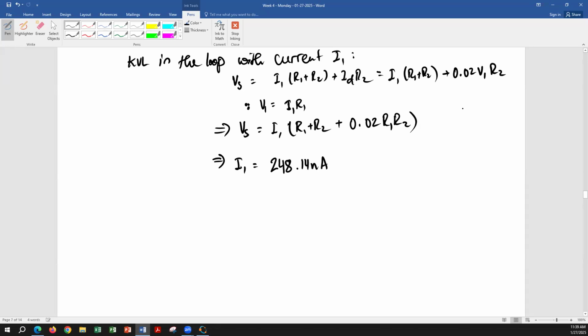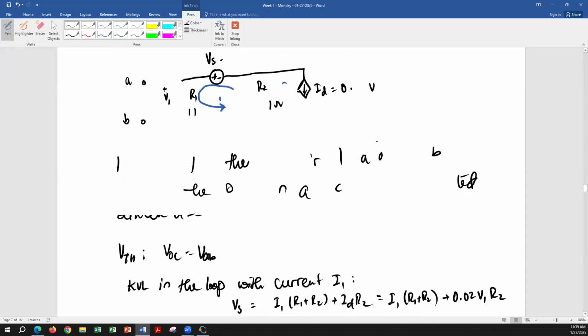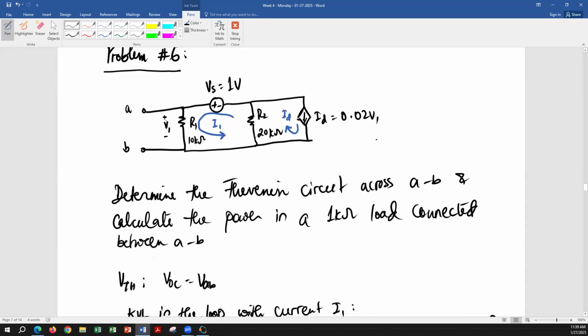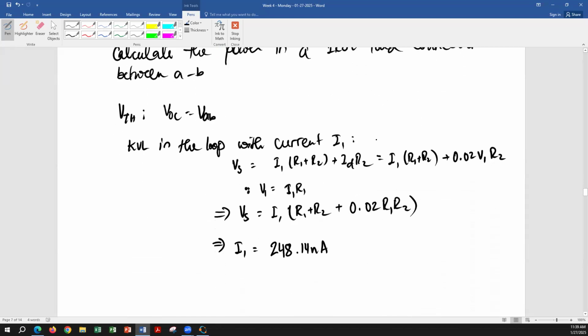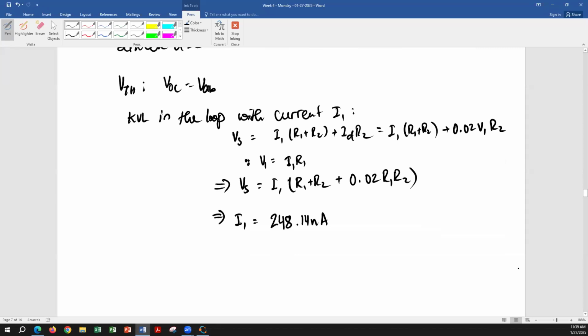Let me check my result. What is Vs? Vs is 1 volt. R1 is 10K. R2 is 20K. ID is 0.02 V1, and V1 is I1 times R1. Oh, well, it is what it is. 248.14 nanoampere is what I'm getting. See if you're getting the same result.